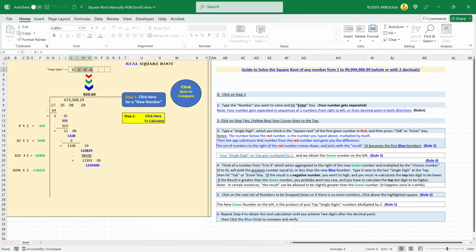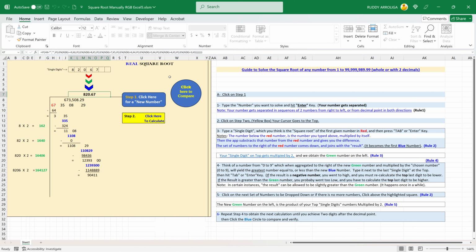This whole number over here gets multiplied times 2. Okay, gives us the new green number. And then we have to calculate our last digit. So how many 16s can we fit into 123? It'll be 7. Okay, 7, enter. Subtraction happens again. Our cursor comes over here waiting for the next, but we don't have any more calculations to do because we obtained our 2 digits already.